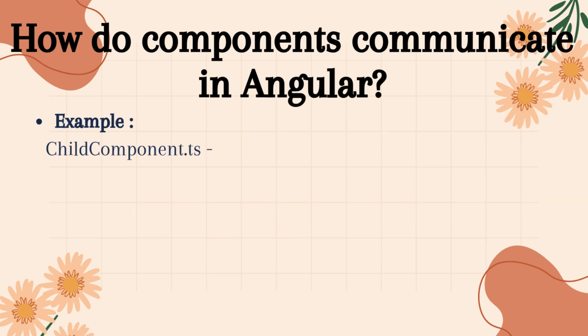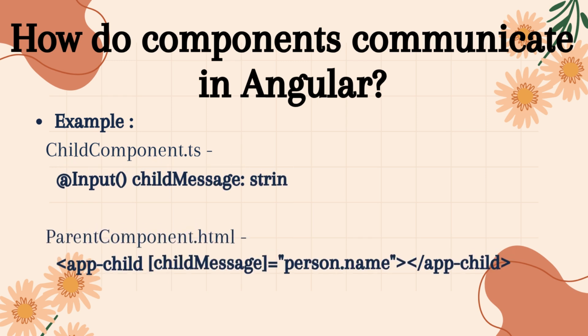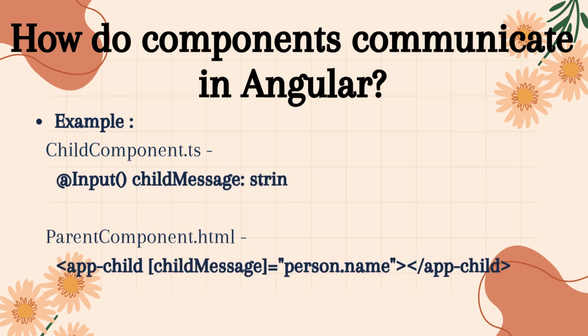Now let's understand this example of parent-to-child communication using the @Input decorator. In the child component, @Input is ready to receive data from its parent through the property childMessage. Here, the parent component passes the value of person.name to the child. The square brackets represent property binding, which connects the parent's data to the child's input property. So whenever the person.name value changes in the parent, the child component automatically receives the updated data through childMessage. In short, @Input allows smooth data flow from parent to child, helping components stay connected and dynamic.